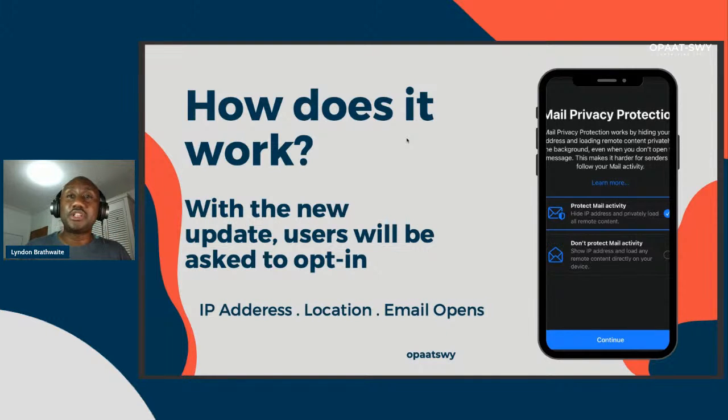Well, when users get this new update, what will happen, from what you're seeing on the screen here, is that users are now going to be asked to opt in. So it's not a mandatory thing from Apple, but they're giving users the ability to opt in, and they're letting them know, hey, we have a way to help protect your IP address, to hide where you're actually coming from, right? And maybe your exact location.